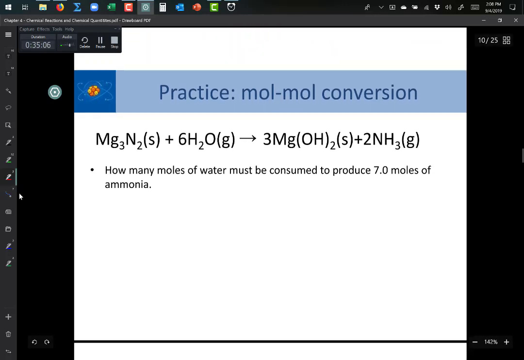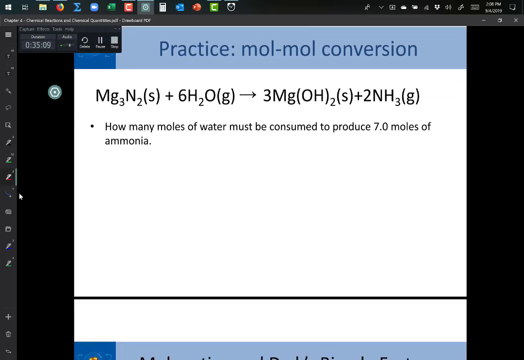All right, for your calculating pleasure, you do this one. How many moles of water must be consumed to produce 7 moles of ammonia? Again, mole to mole conversion. I'll start writing it up here, and then we'll talk about it if you have questions.